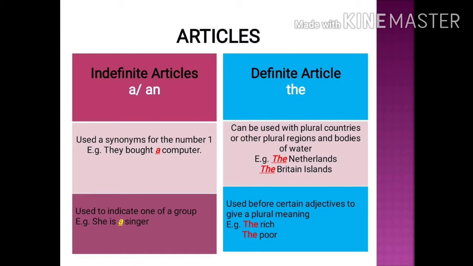So these are the differences between indefinite articles and definite article. Now let's move to the next type of determiners, children.